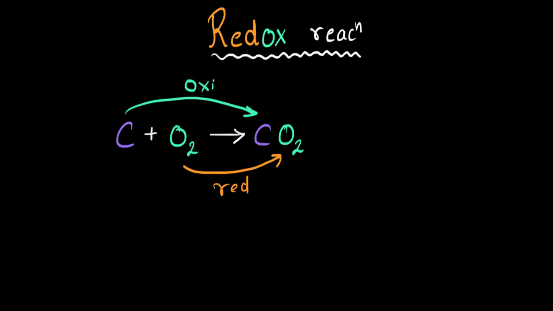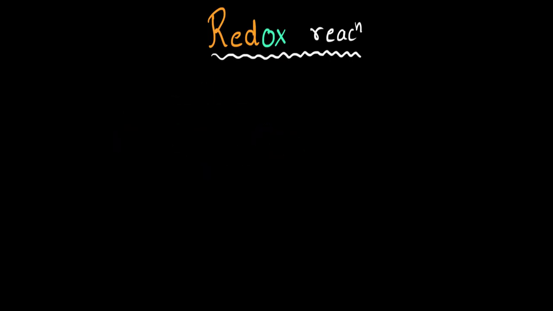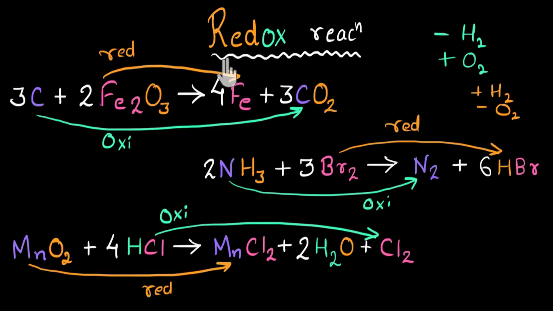So, okay, in this video we spoke about what redox reactions are, basically reduction and oxidation happening together, and they always occur in pair. And we also saw some examples of it.